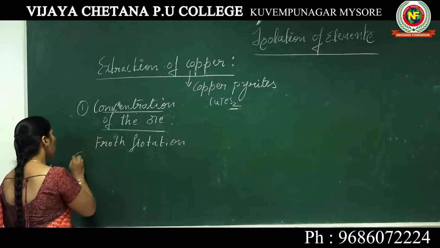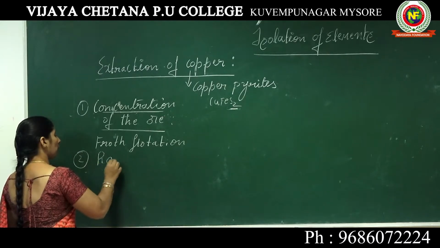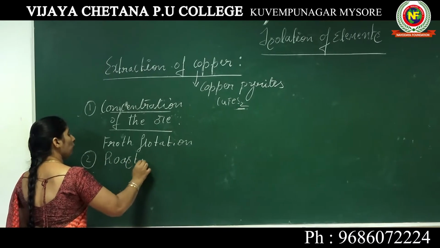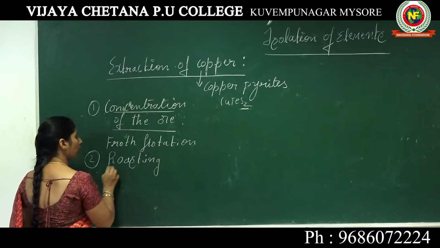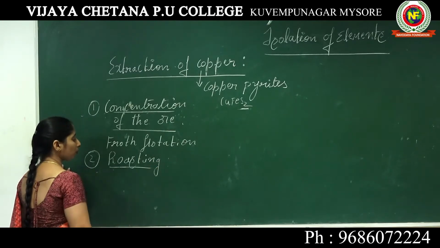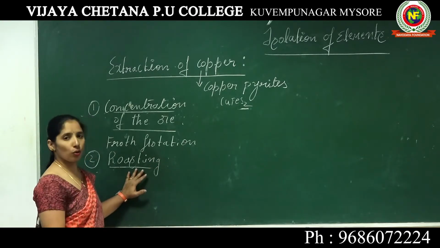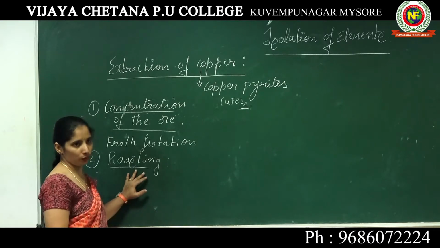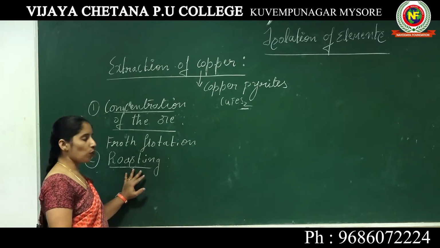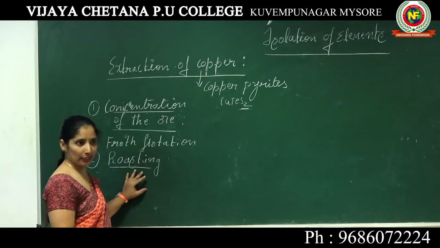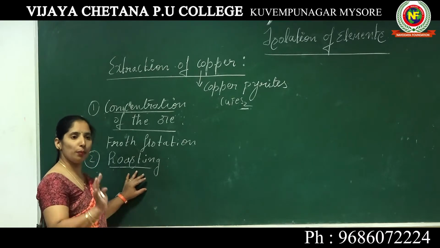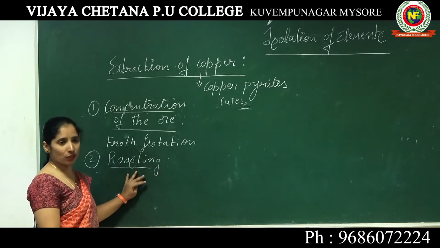That process we call roasting. So now what do we have to do? We have to roast this concentrated ore. We know what roasting is: the ore is heated to a very high temperature below its melting point with excess of air.